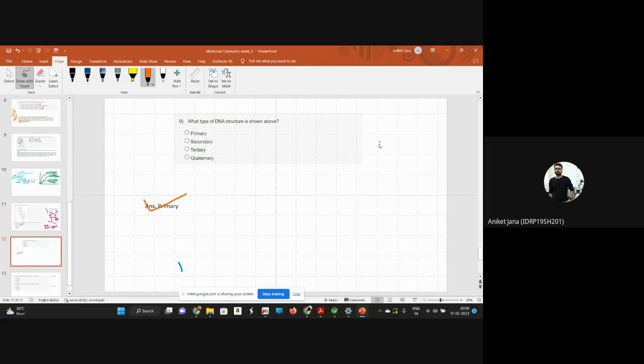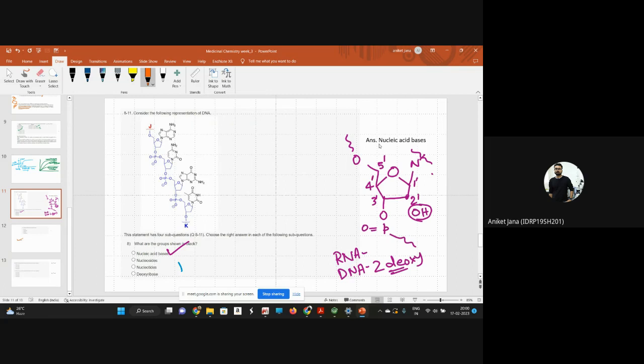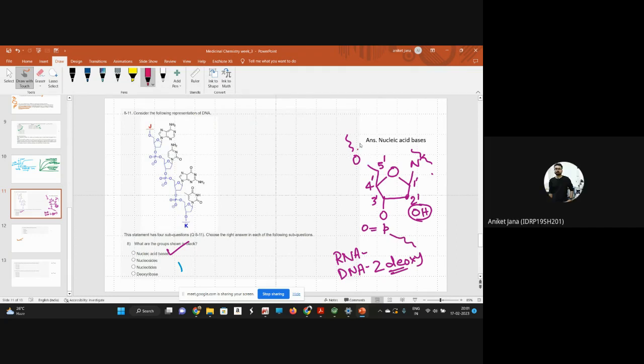Now the last 2 questions, which we have already discussed. What is the term used to describe the end of the chain marked with J? J is here, so this is the 5 dashed end. And what is marked with K? 3 dashed.